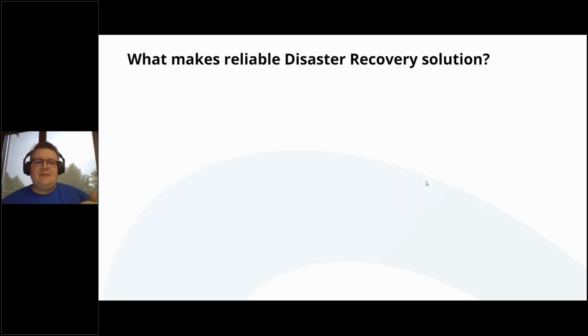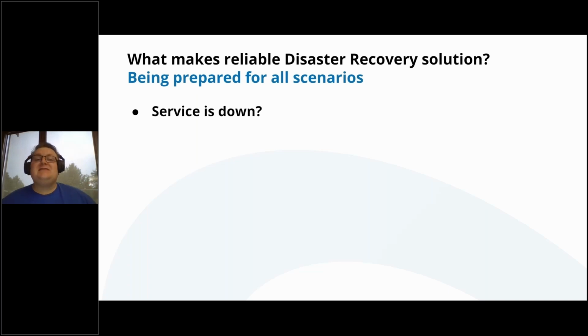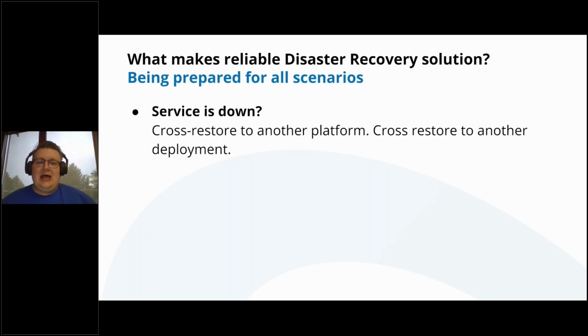Moving up next, what makes a reliable disaster recovery solution for your DevOps in that case? First of all, you need to be prepared for all scenarios. So if a service has an outage like GitHub or GitLab, have this cross-restore capability. Be able to switch from cloud to on-premise or from GitHub to GitLab, from Bitbucket to GitLab, and all the other way.